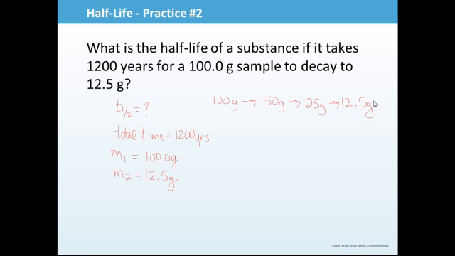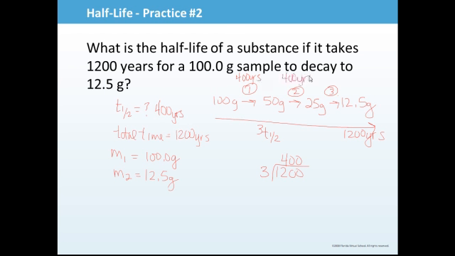What we have to figure out is how many half-lives this was. Well, 100 grams to 50 grams is one half-life, 50 to 25 is a second half-life, and 25 to 12.5 is a third half-life. So we undergo 3 half-lives. The total time, remember, was 1,200 years. So we have 1,200 years divided by 3 because we have 3 half-lives, and that equals 400. So my half-life is 400 years. So every 400 years, my sample is going to decay by half.